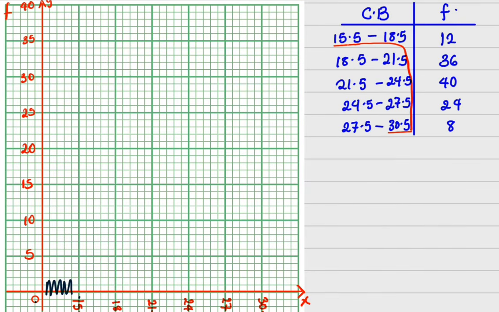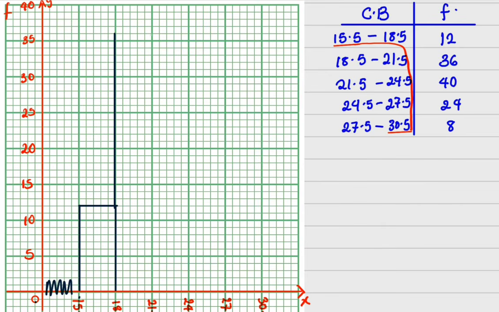Now the first, 15.5 to 18.5, is 12. Now you can see that my 12 is going to be, this is 10, this is 11, 12. So it's going to be around here. So I will now have my bar. This is my bar for that 15.5 to 18.5. The next one is 36.